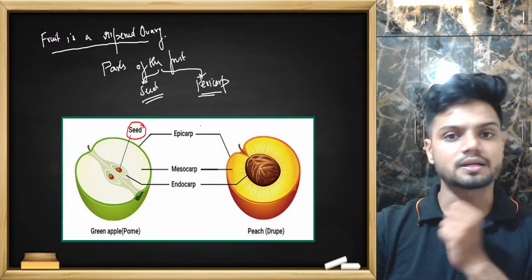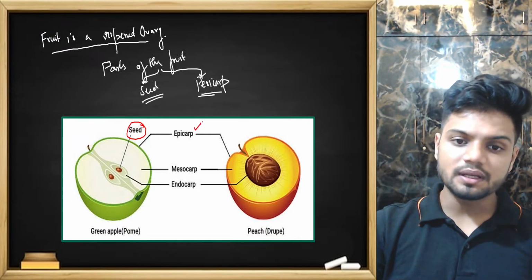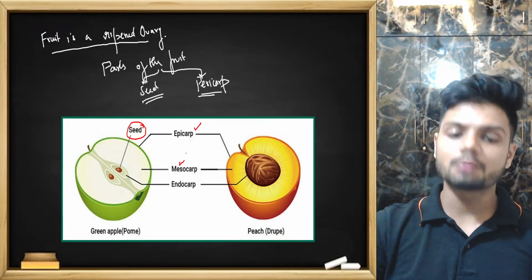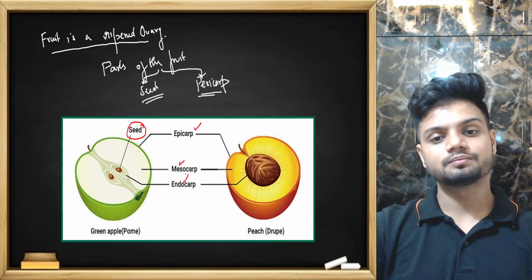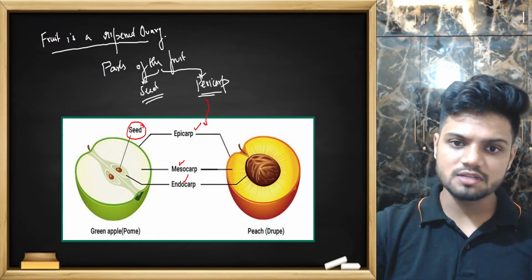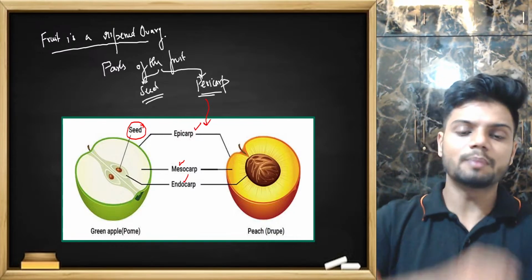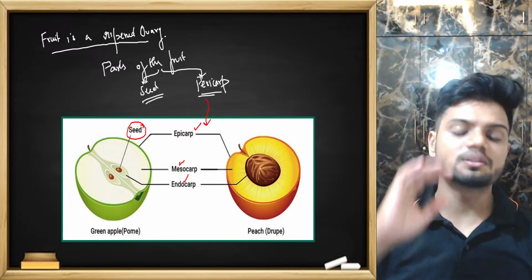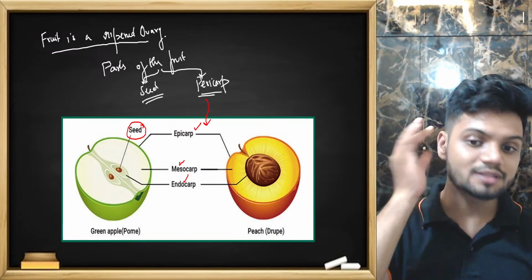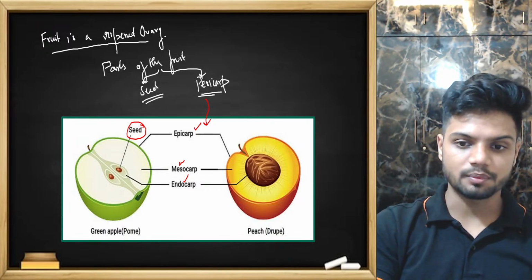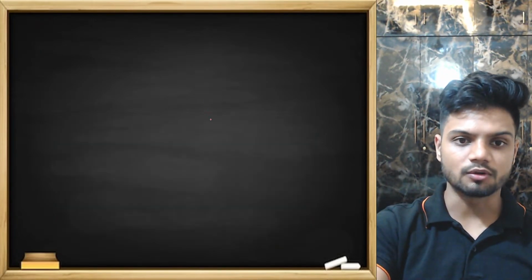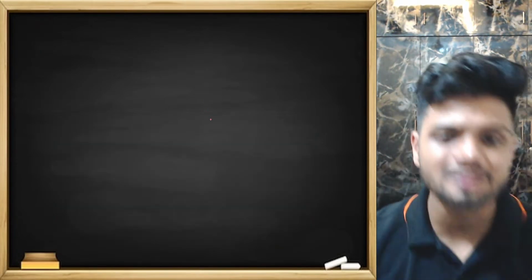Now the pericarp is divided into three parts. Outer part is called epicarp. Middle part is called mesocarp. Inner part is called endocarp. The pericarp is divided into three different parts here. Endocarp. Okay? Now, students, I will tell you about the types of fruits.